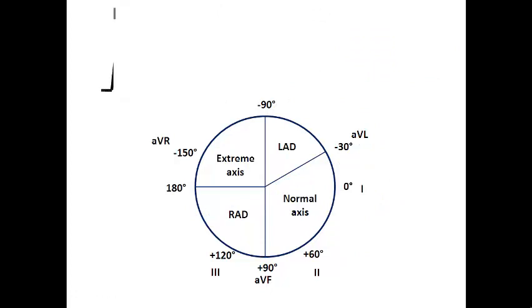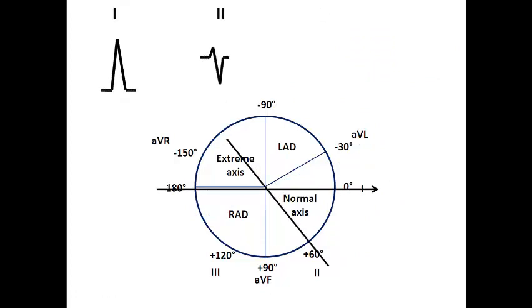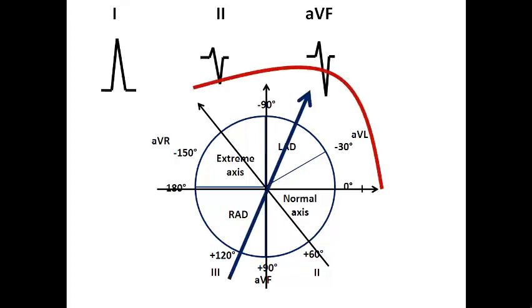Let's have another example. Lead 1 is predominantly positive, lead 2 is predominantly negative, so the axis is directed away from the positive pole. It is nearly at minus, or we can consider it like minus 120 degrees here at the right upper quadrant. And aVF is also predominantly negative, so it is directed toward minus 90 degrees. So the net overall direction would be directed toward the left axis deviation sector between minus 30 to minus 90 degrees.